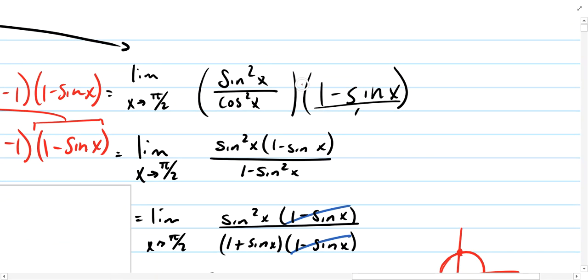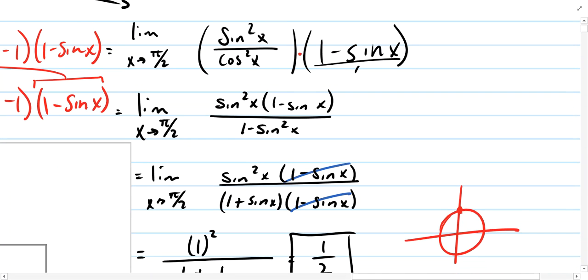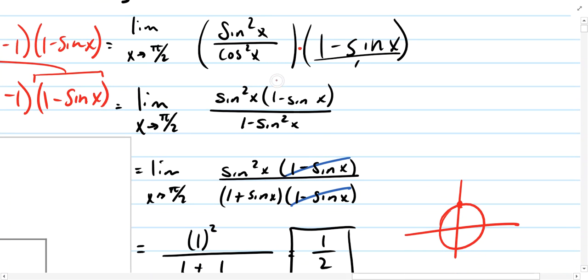So I rewrote that, and then I imagined the second binomial as a fraction over 1. This would allow me to multiply the two together. Now, I didn't bother distributing in the numerator. I left those separate, and we had sine squared times 1 minus sine x. So the numerator, again, could be multiplied together, but I chose not to do that just yet.